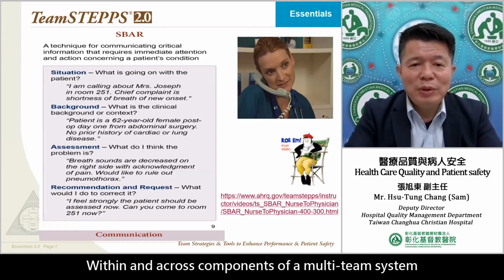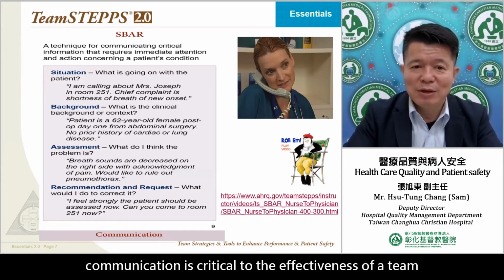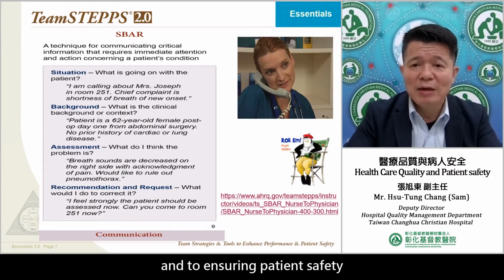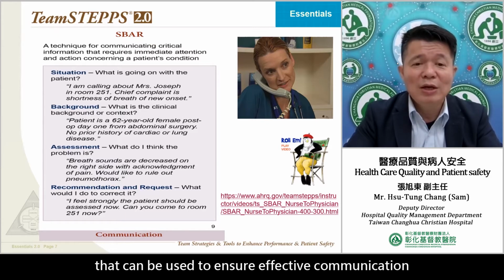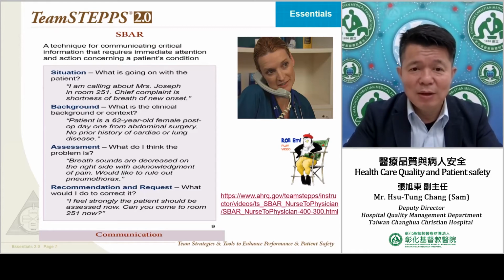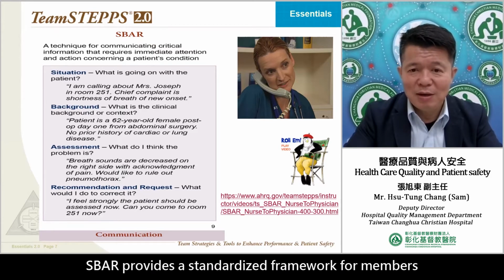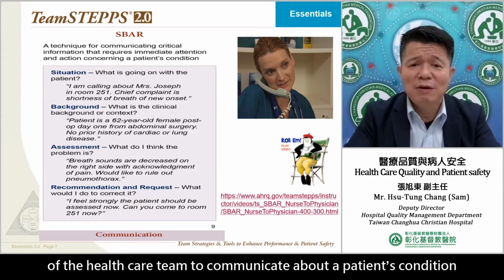As far within and across components of a multi-team system, communication is critical to the effectiveness of a team and to ensuring patient safety. TeamSTEPPS provides several communication strategies that can be used to ensure effective communication. The first technique is SBAR. SBAR provides a standardized framework for members of the healthcare team to communicate about a patient's condition.